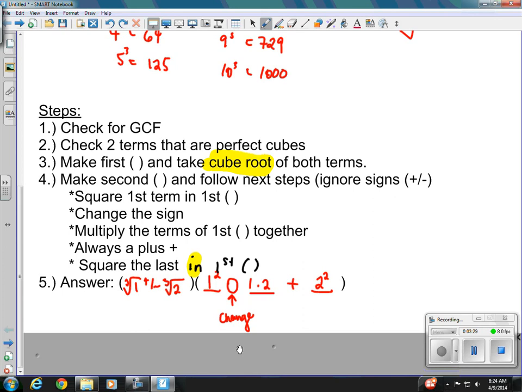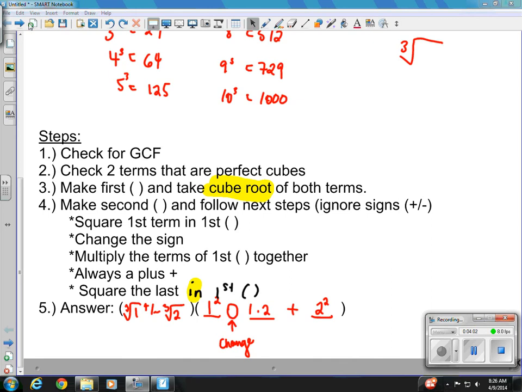Our answer for this one looks a little bit different because we have the cube root of our first term, and then plus or minus the cube root of our second term. And then for our step 4, we square the first term, we change our sign, we multiply our first and last terms together, it's always a plus sign, and we square our last. For sock and dock, following through these steps is about the easiest thing we can do. So we'll keep our steps handy as we do our first example.